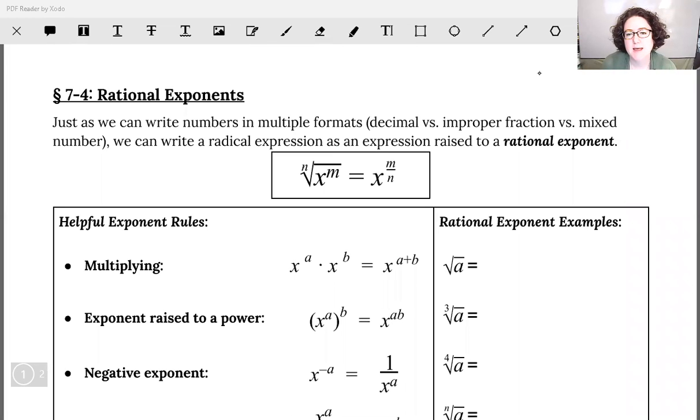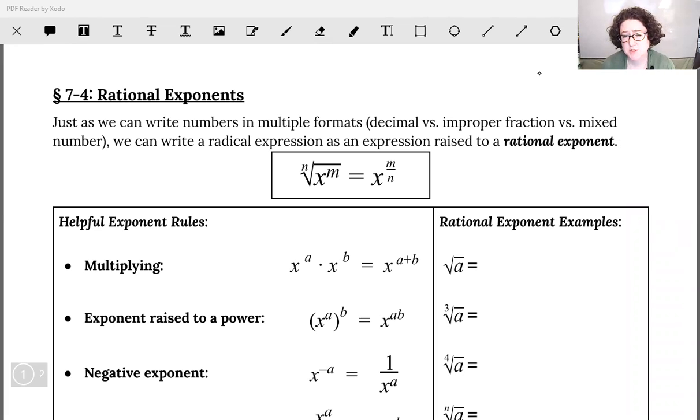Today we're going to look at rational exponents. Just as we can write numbers in multiple formats, so if we have a decimal, we could write it as an improper fraction or a mixed number, we can also write radical expressions in different forms.